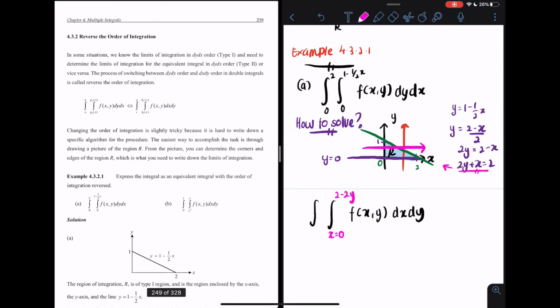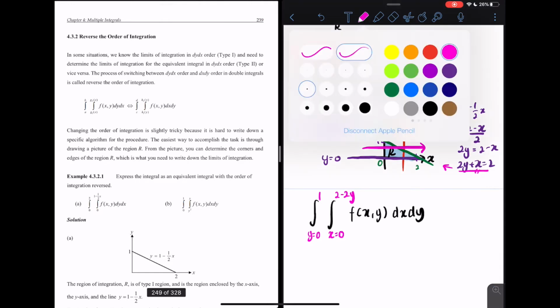What should I do after this? I have to remember to observe this region R along the y-axis so that it can cover this region R. In order to cover region R, y should start at y is equal to 0, and it will be the lower limit with respect to variable y, and the upper limit with respect to variable y is as simple as 1. Therefore, this should be the way to answer this type of problem.